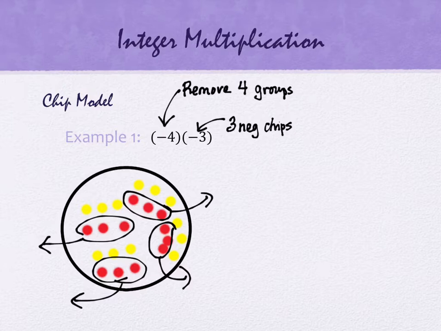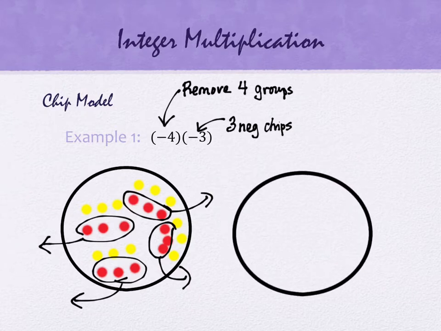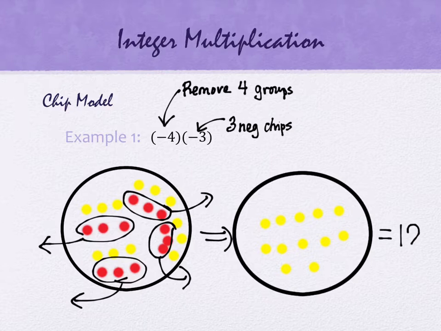So I've removed 4 groups of -3, and what remains? Yeah, 12 positives. So my circle remains, and it has 1, 2, 3, 4, 5, 6, 7, 8, 9, 10, 11, 12 positives left in the circle after I've done my removing. So the answer is positive 12.